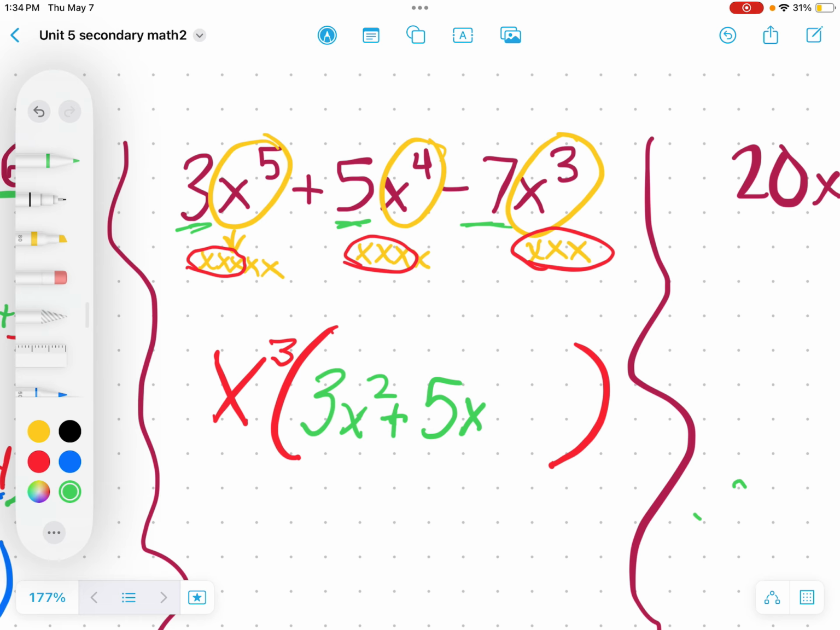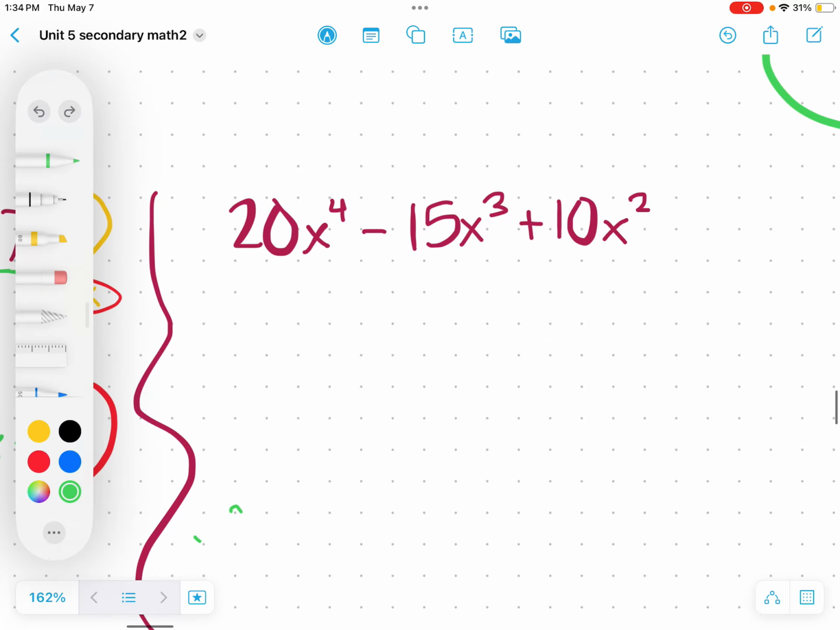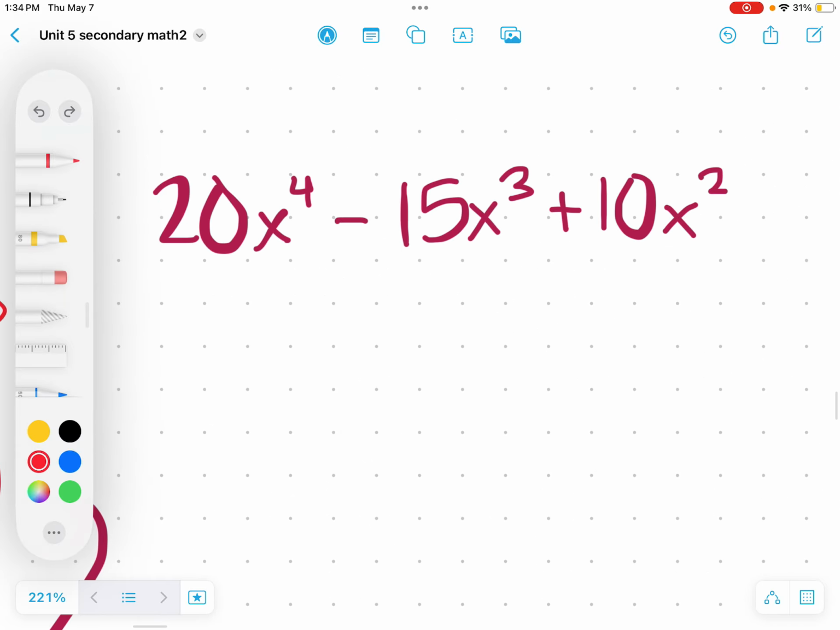If I have 3 x's here and I take away 3 of them, how many x's are left? 0. So we don't need to write it, we just write the 7. Last one, let's do this one right here.